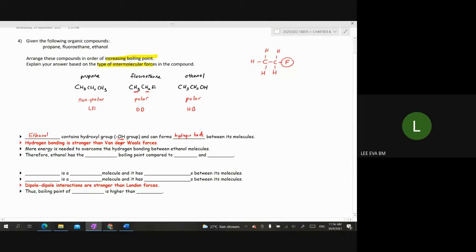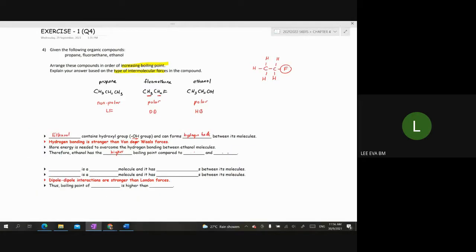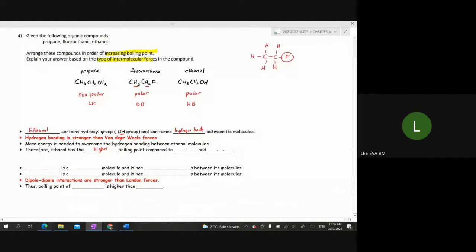More energy is needed to overcome the hydrogen bonding between ethanol molecules, and therefore ethanol has a higher boiling point compared to propane and fluoroethane. These two you fill in yourself. For the second paragraph, you can start with either one, fluoroethane or propane. That is fine. Let's say we start with fluoroethane.